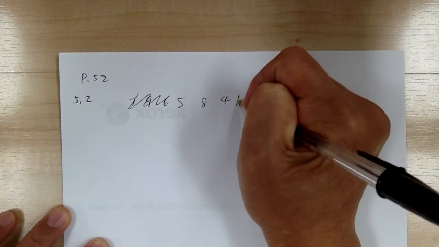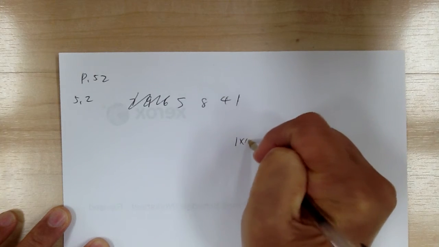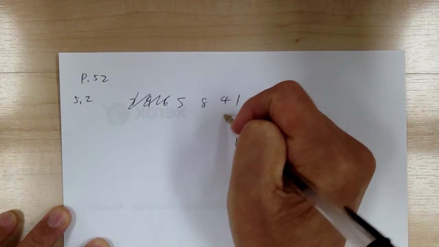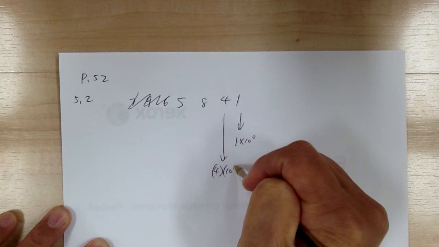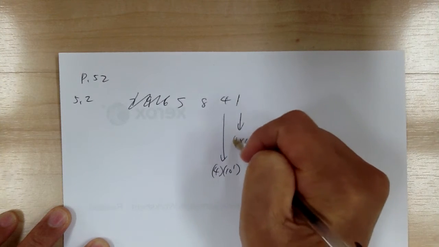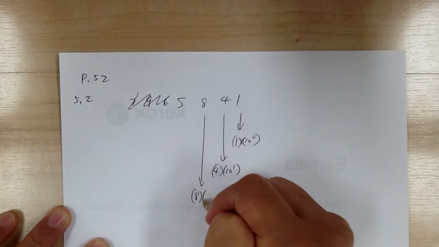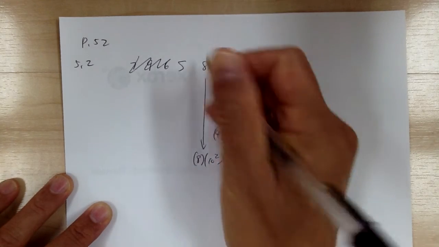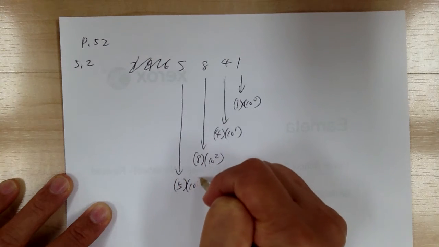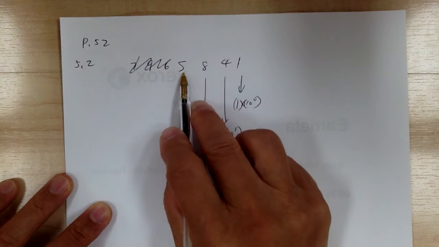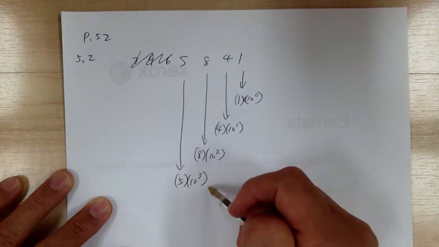So this number is equal to 1 times 10 to the 0. This one is equal to 4 times 10 to the 1. This one is worth 8 times 10 to the 2, and this one is 5 times 10 to the 3. Again, this is in the thousands digit, so it will be times 1,000.